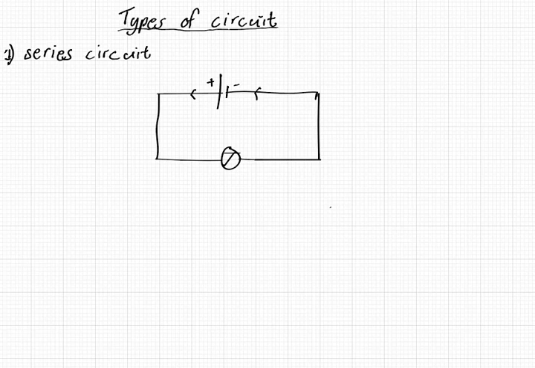Types of circuits. The first one is a series circuit. Here is our circuit. As we can see, there is only one path. When there is only one path from the positive terminal to the negative terminal, we call that a series circuit. There is no other way. Each and every charge will flow on this path, or current will flow on this path. So this is a series circuit.